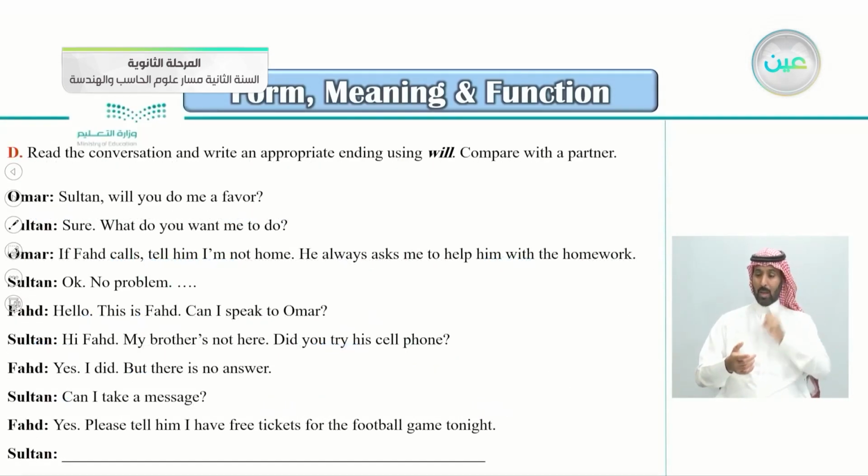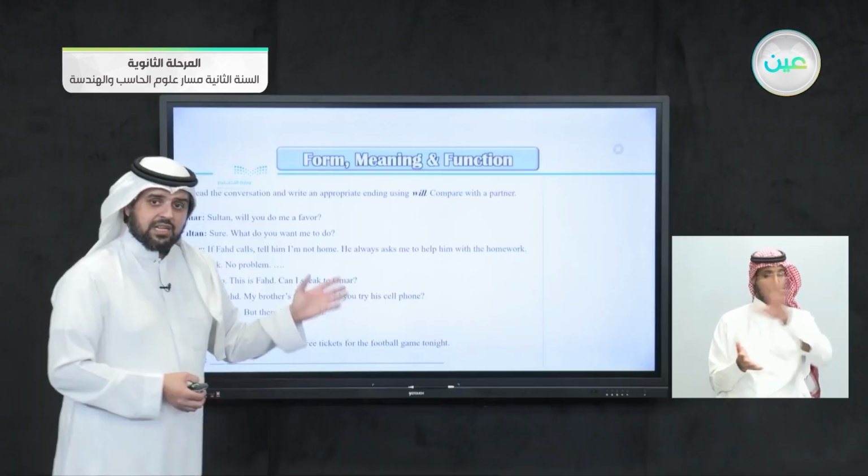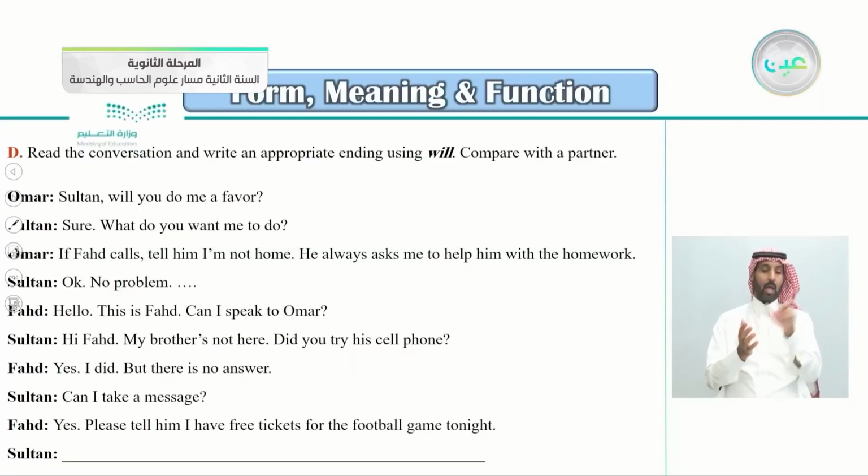Exercise D here, read the conversation and write an appropriate ending using will. Compare with a partner. So let's read the conversation between Umar and Sultan. Sultan, will you do me a favor? Sure. What do you want me to do? If Fahad calls, tell him I'm not home. He always asks me to help him with the homework.